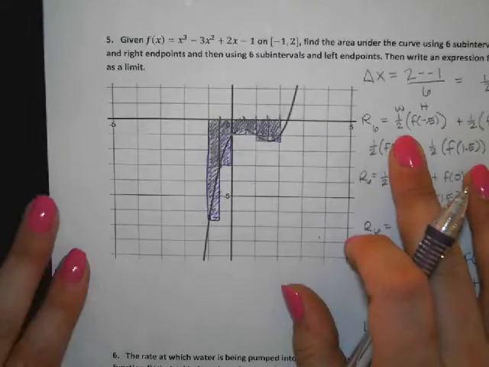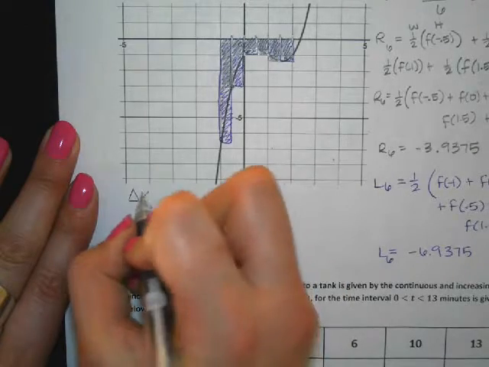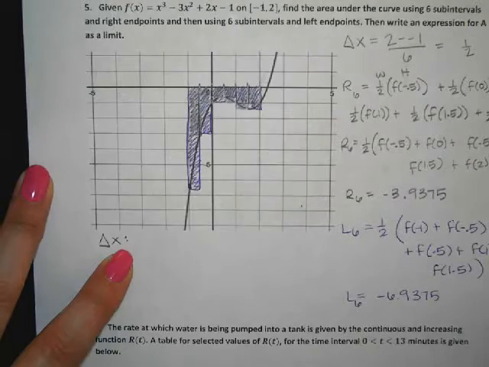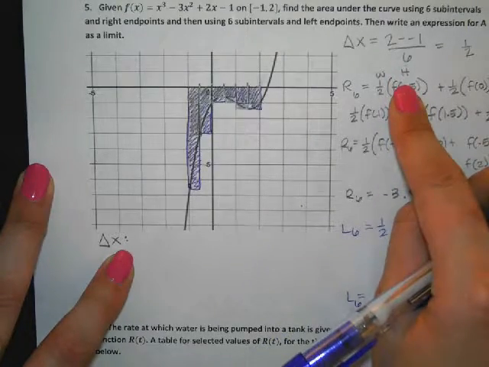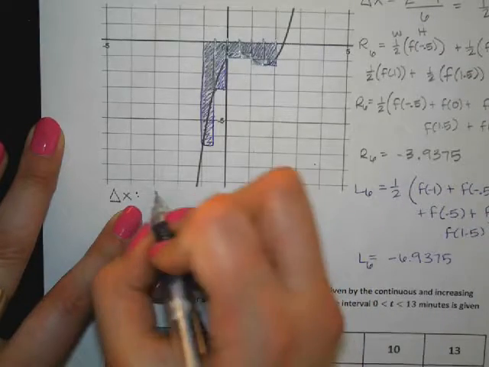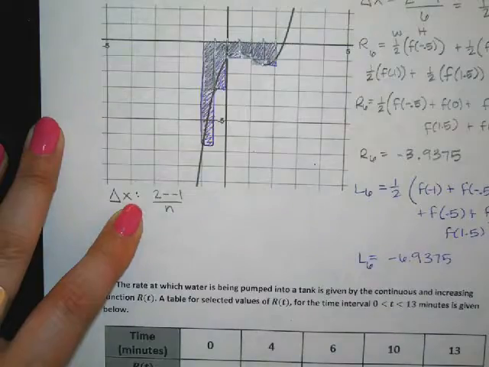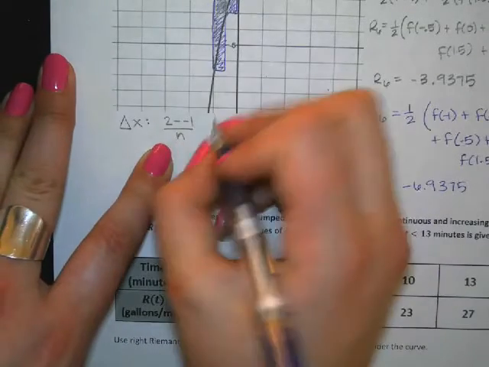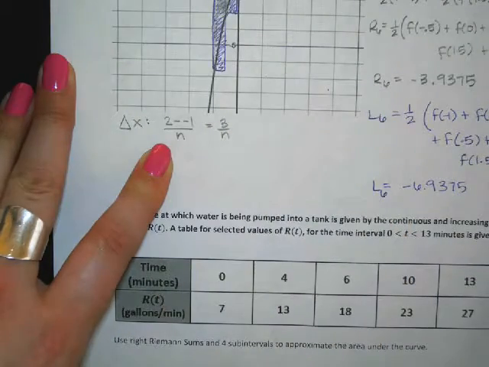So we're going to figure out what our delta x would have been if we didn't know how many intervals we had. If we do not know that we have 6 subintervals, then we would have said 2 minus negative 1 divided by n. That's what we would have said. So our delta x would have been 3 over n.